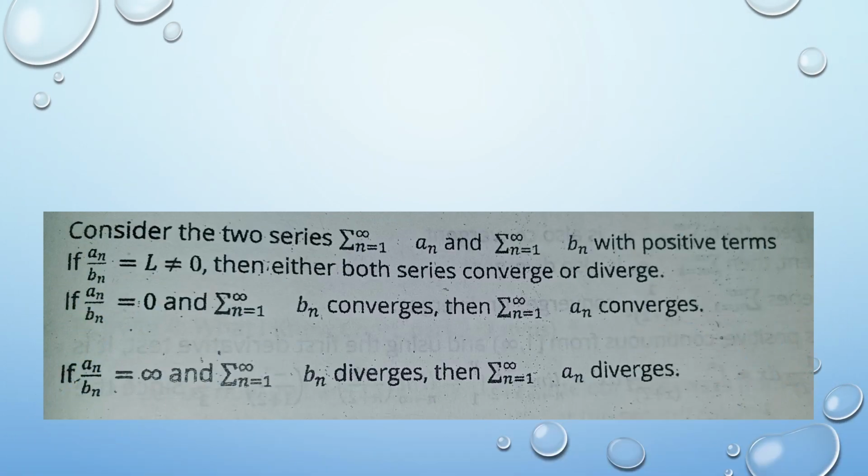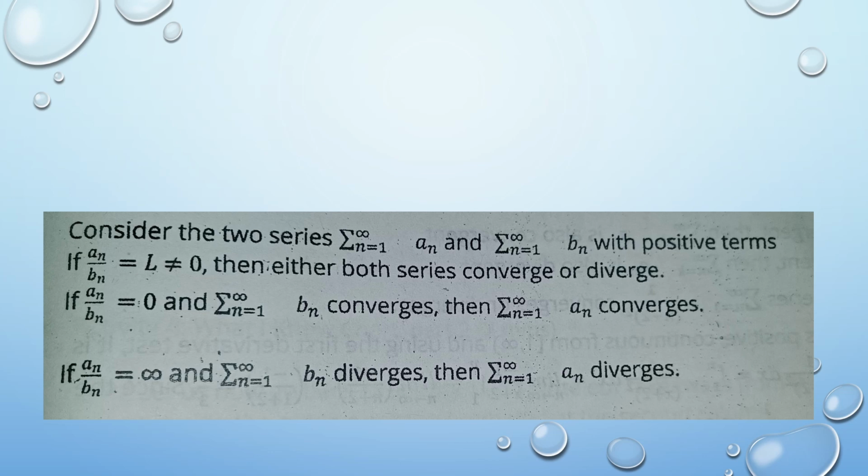These are the things that we need to consider in using limit comparison test. If the two series, summation of n equals 1 to infinity a sub n and summation of n equals 1 to infinity b sub n with positive terms, have a limit not equal to 0 or a positive number, then either both series converge or diverge.